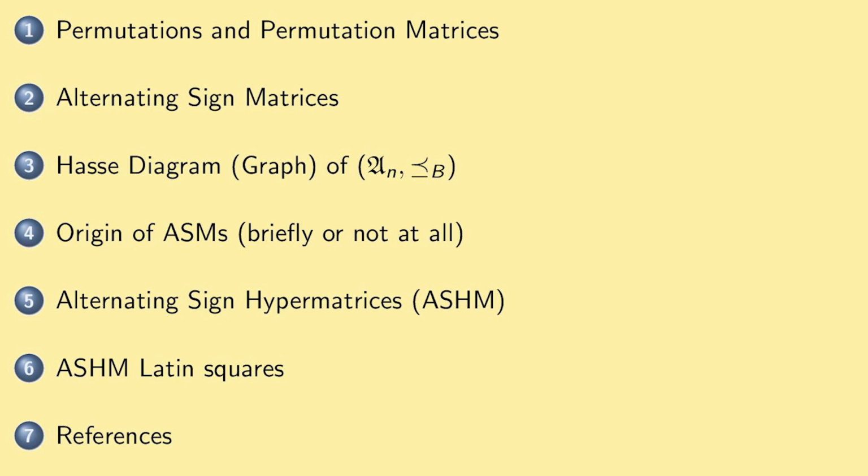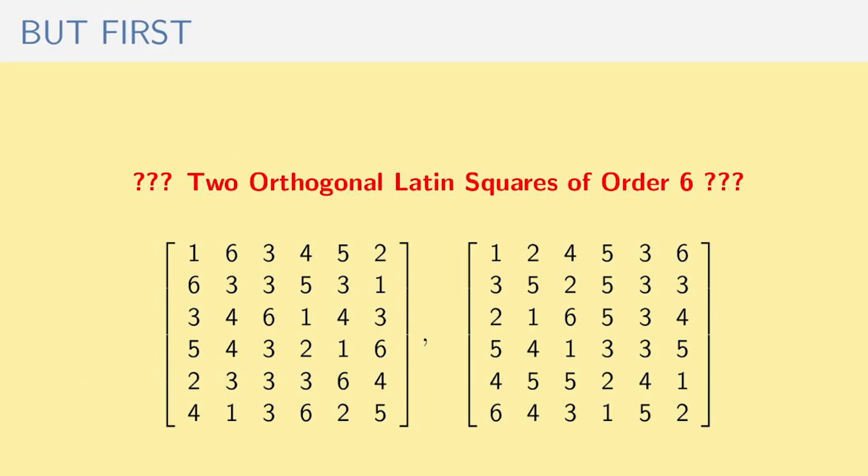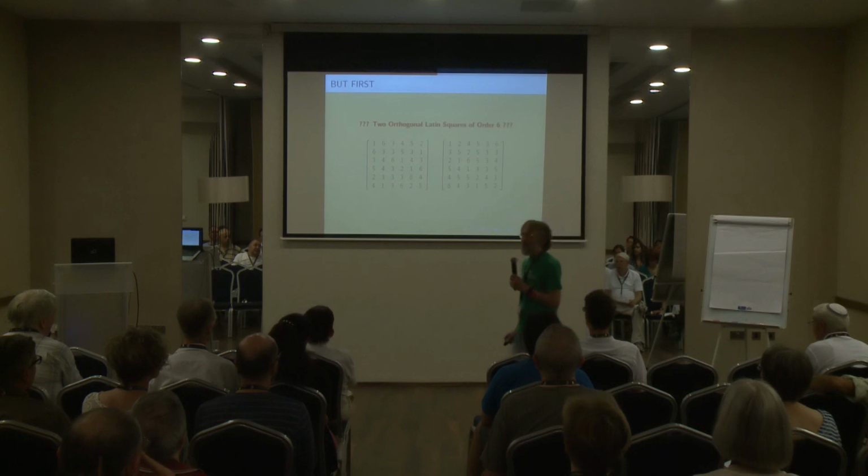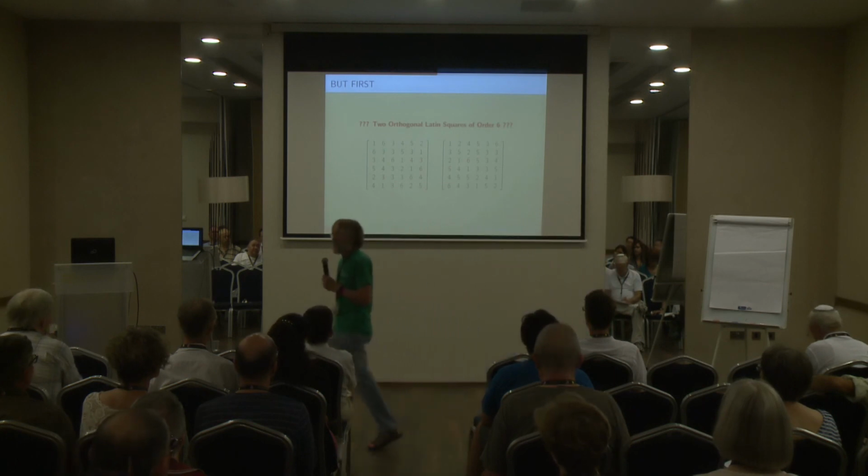I won't read it, but I'm going to talk about permutation matrices, a very common concept, alternating sign matrices, and alternating sign hypermatrices, and some stuff in between, okay? But first, okay, here are two orthogonal Latin squares of order 6. Okay, now you're thinking, of course, Terry, long time ago, proved that there don't exist orthogonal Latin squares of order 6, but I claim there are two orthogonal Latin squares of order 6, and you have to wait to the end of my talk in order to understand, okay, what this is all about, okay?